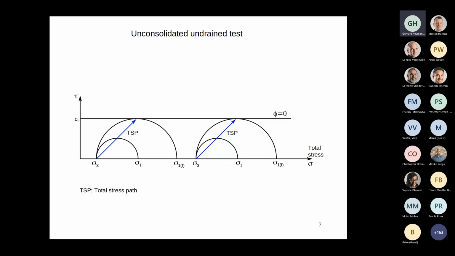And I've just said, an unconsolidated undrained test is an option if you have a clay from below the water table, but you know what? It's not the preferred option. When I speak to practicing engineers, I often suggest that if you really want the unconsolidated undrained shear strength, do an in situ test.